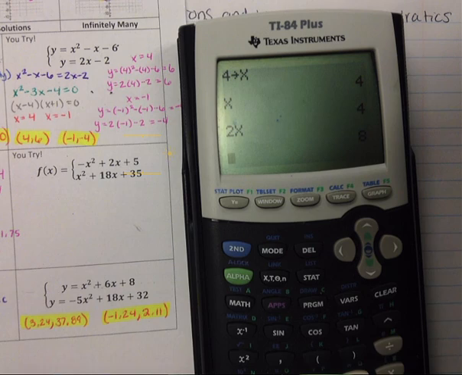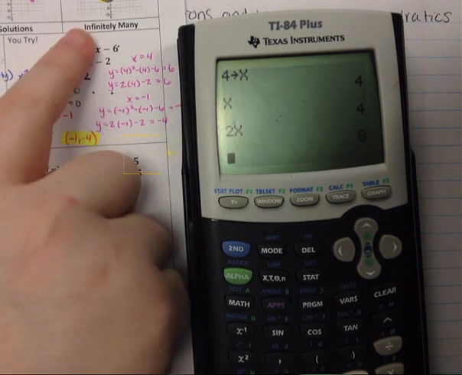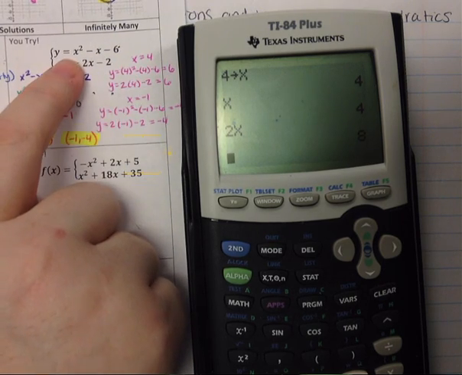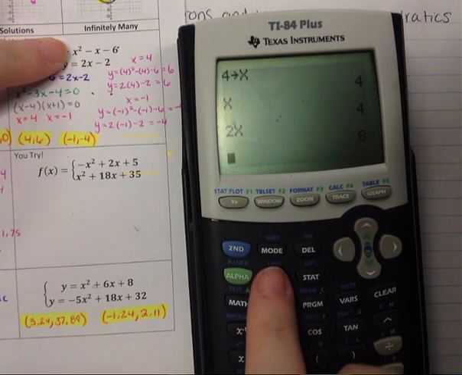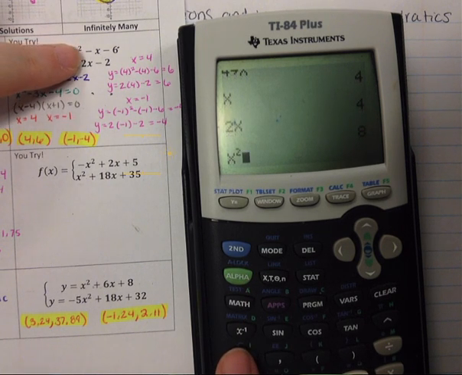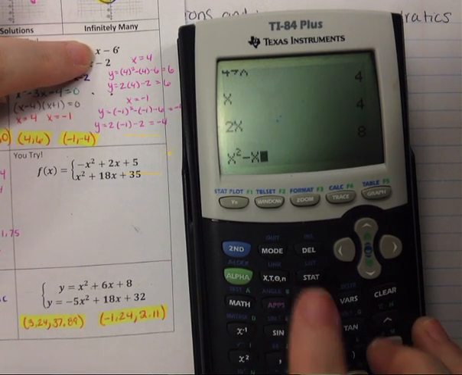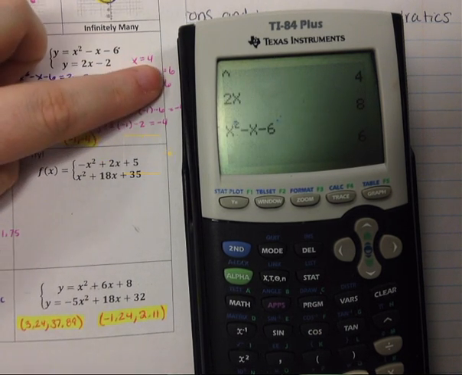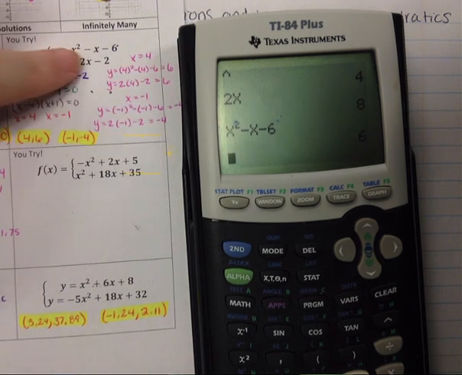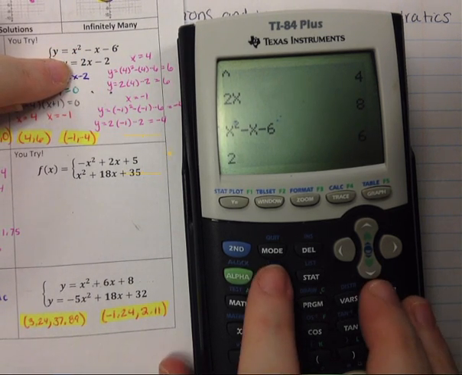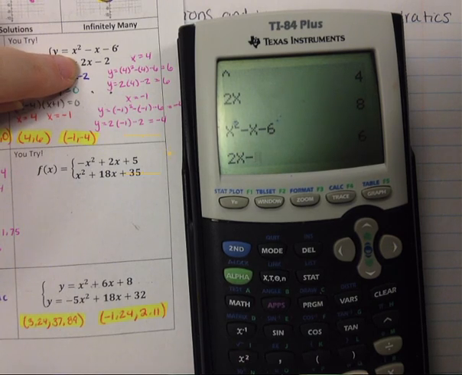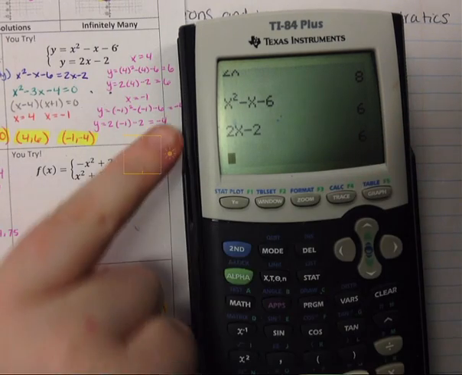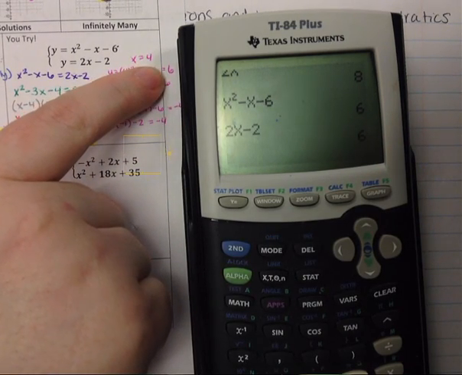It gives me 8. The reason we're doing this is because now I can just type the equation in as it says without having to type in the parentheses. So I'm literally going to type in x squared minus x minus 6. And I get that equals 6. I'm going to do the same thing. I'm going to have 2x minus 2, and I also get 6. So since these are the same, I see that that would be my y value of my coordinate.